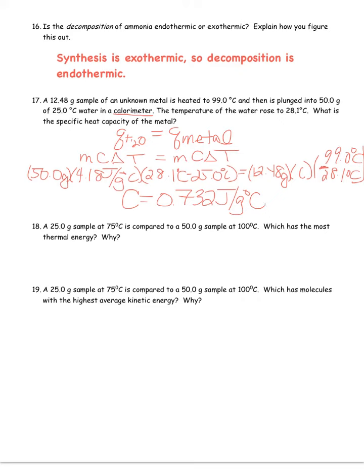And I always stop and ask myself, does this make sense? And remember, metals are going to have relatively small specific heat capacities, oftentimes less than 1. And so this makes sense to me, and I'm going to call that problem good.